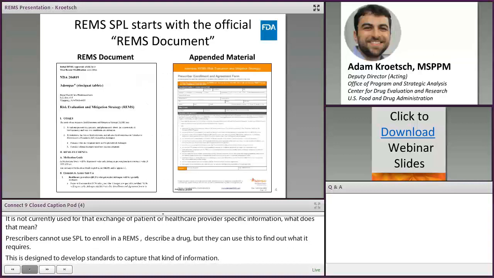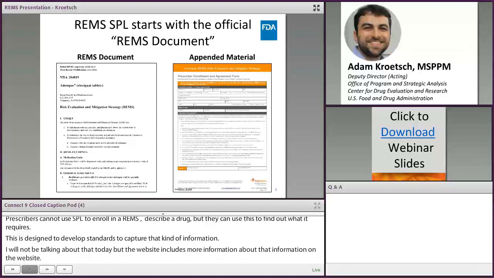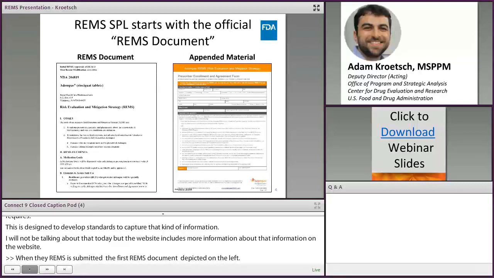So what's in REMS SPL? When REMS SPL is submitted to FDA, or when any REMS is submitted to FDA, we're actually receiving two different kinds of documents. The first is the REMS document, and that's the one that you see depicted on the left. This is a short document that describes the goals of the REMS, what the sponsor's responsibilities are under the REMS, and overall summarizes how that REMS program works.